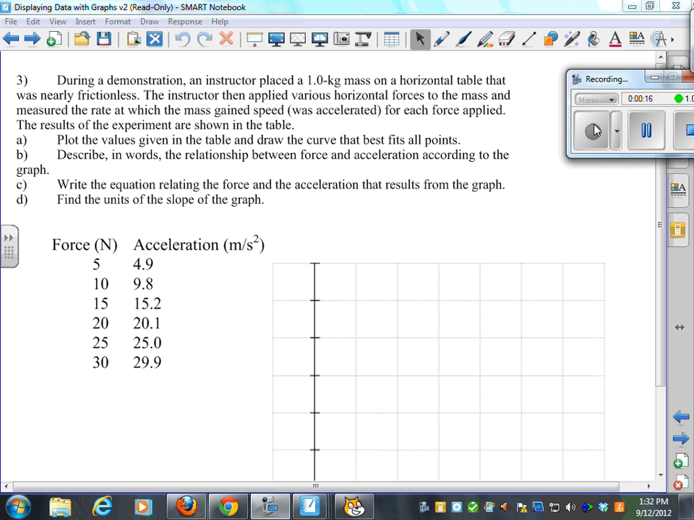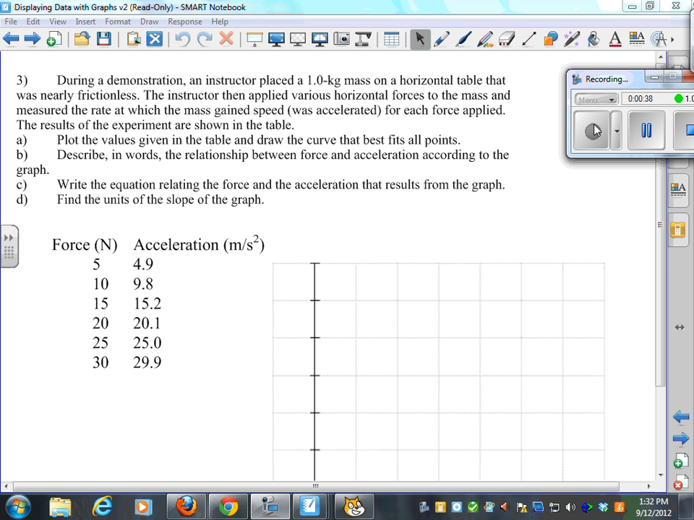During a demonstration, an instructor placed a 1 kilogram mass on a horizontal table. It was nearly frictionless. The instructor then applied various horizontal forces to the mass and measured the rate at which the mass gained speed, or was accelerated, for each force applied. The results of the experiment are shown in the table. We have two variables: the force and the acceleration.